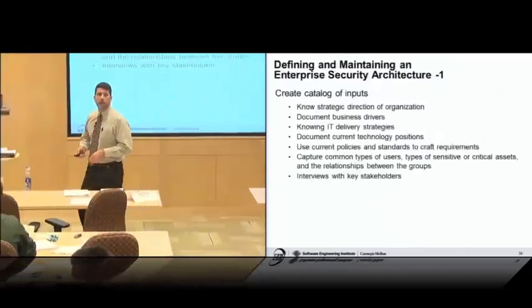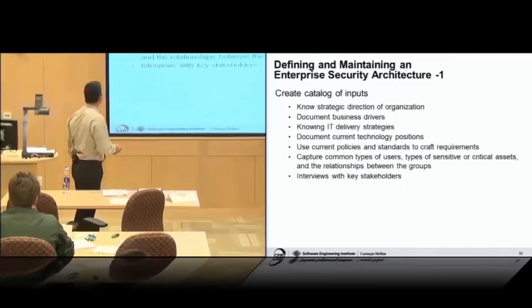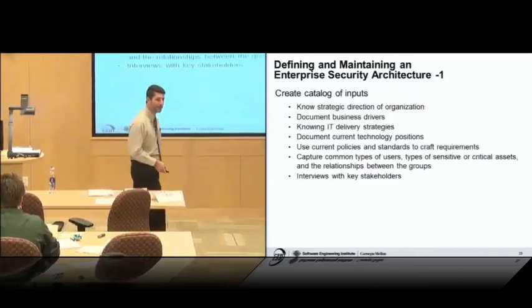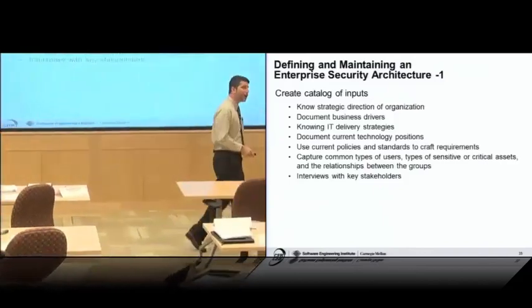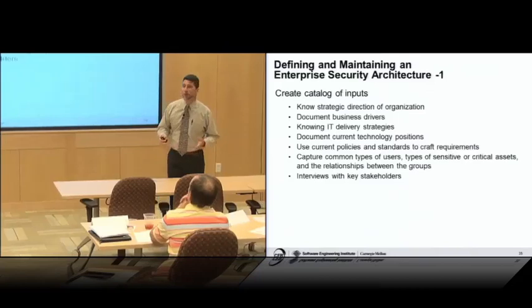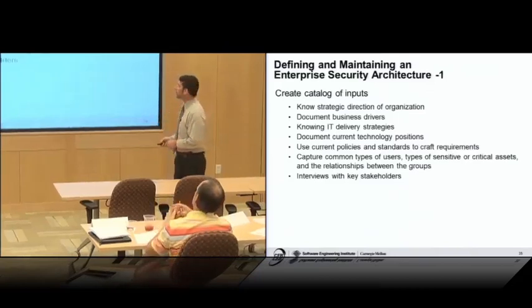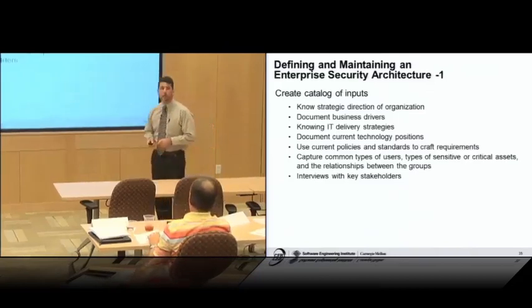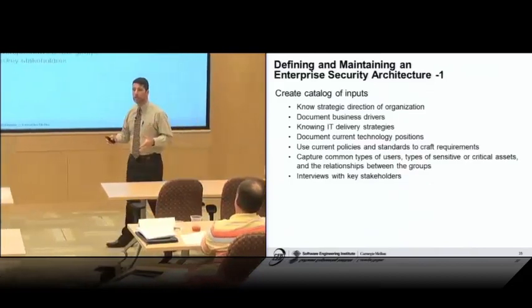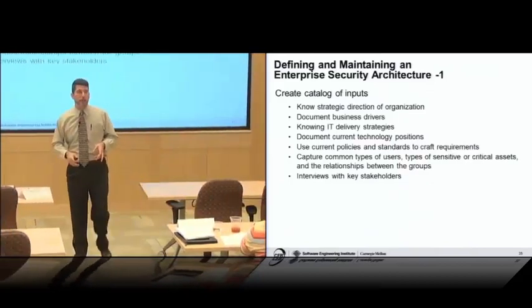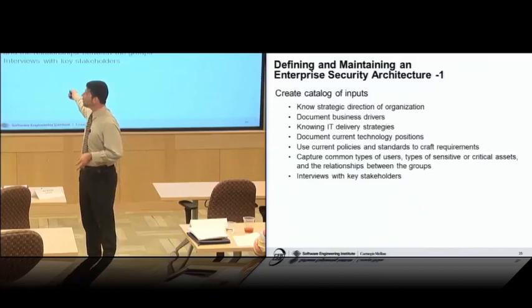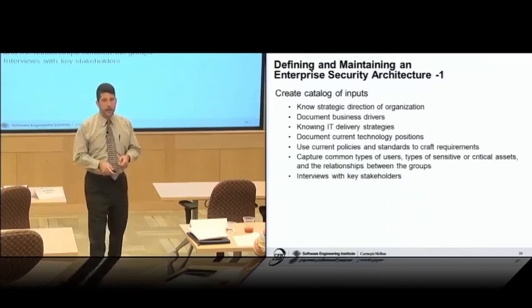How do you do this? Oh, yeah, this is the one, isn't it? Sure. Yeah, it's the interviews with the stakeholders slide. I knew I had a slide. All right, so how do you define your enterprise architecture? You create a catalog of inputs, different things that are going to feed and drive your decision-making process. Know where the organization is going.